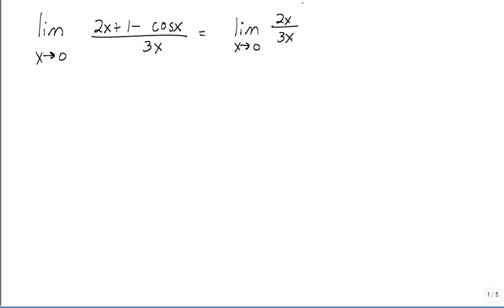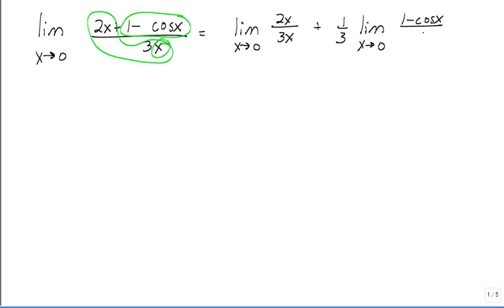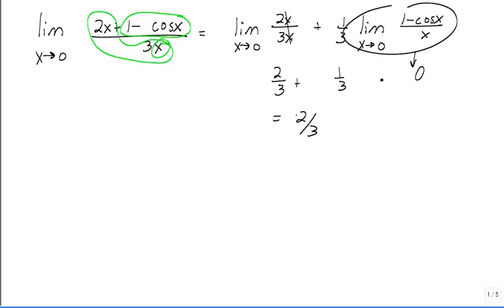Limit x goes to 0 of 2x plus 1 minus cosine x over 3x. We're going to break this apart. We're going to do 2x over 3x, and then you should recognize the other part over x. So that's going to be plus 1/3. I can pull the 3 out in the denominator in the second part. And I have 1 minus cosine x over x. So this is 2/3 plus 1/3. And this limit is that important trig limit, and that goes to 0. So this is 2/3.